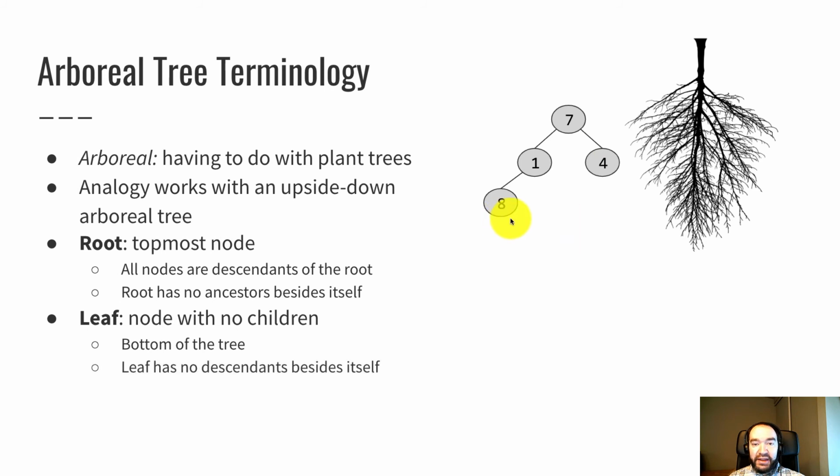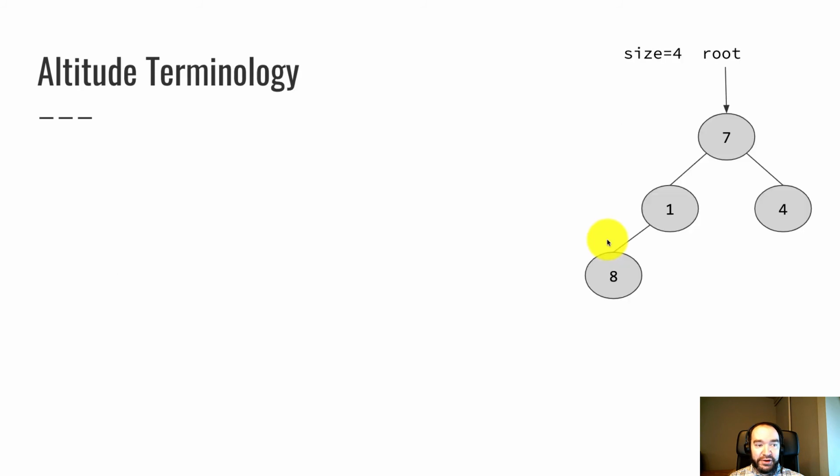A leaf has no descendants besides itself. 8 has no descendants other than 8. 4 has no descendants other than 4. Finally, there's one more category of this terminology, which has to do with altitudes, or how high or low you are in the tree. One is called depth.